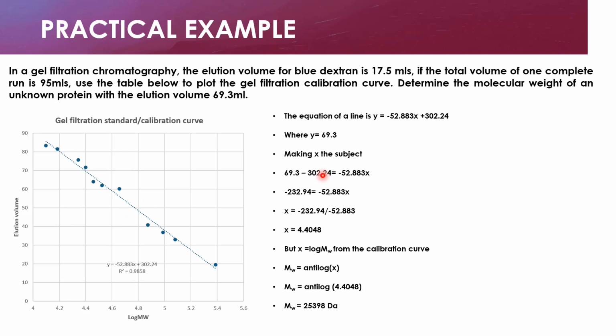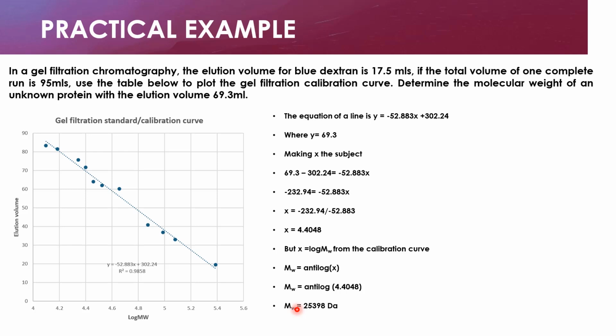So if you substitute the value for y, which is 69.3, into the equation of the line and make s the subject, you will get s to be equal to negative 232.94 divided by minus 52.883, and this gives us the s value to be 4.4048. And once again, we know that the s on the calibration curve is the log of the molecular weight. So to determine the molecular weight, we take the antilog of the s, which is 4.4048, and we will get the molecular weight for our unknown protein to be 25,398 dalton.